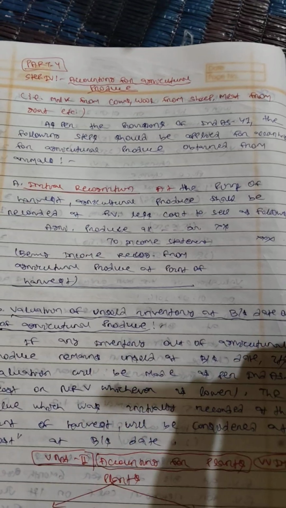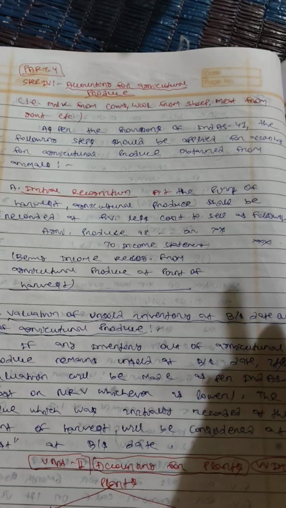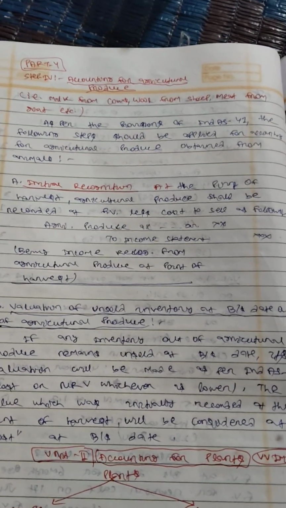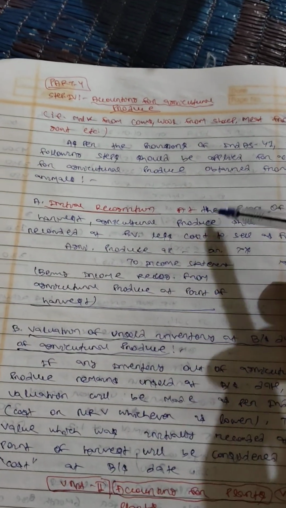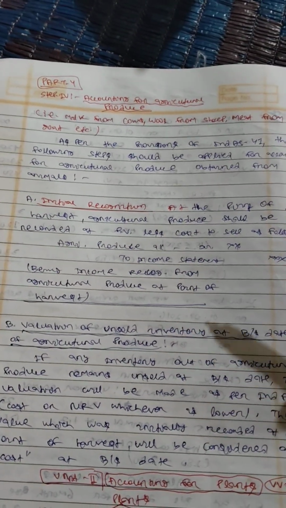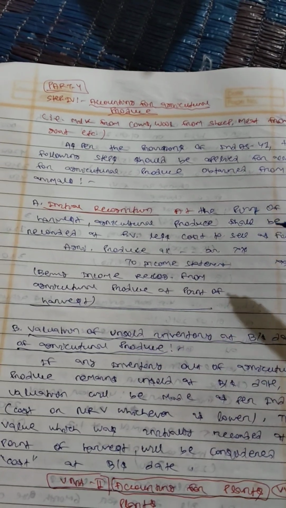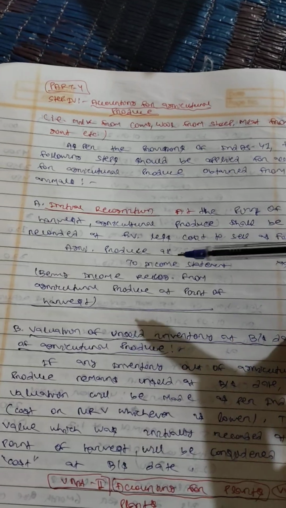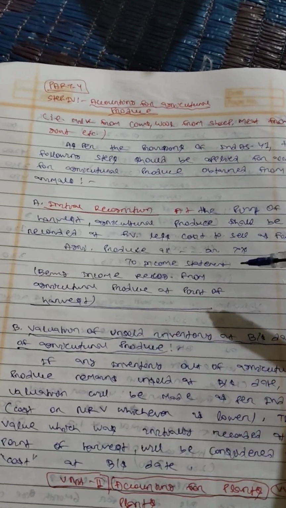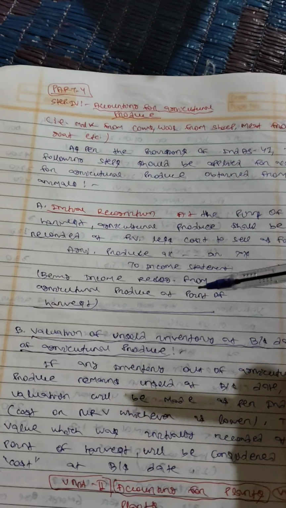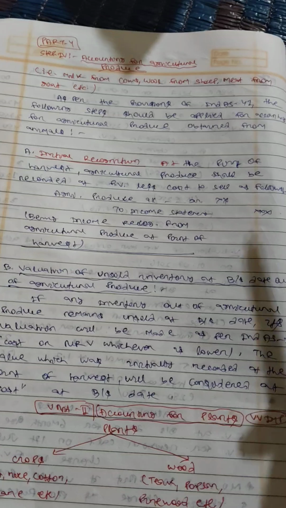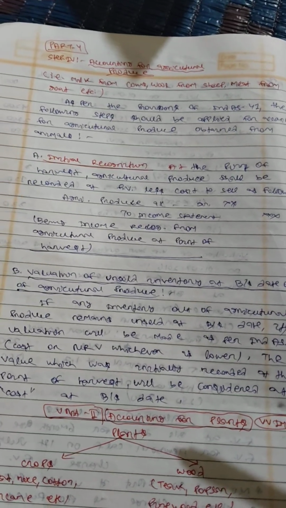As per the provisions of Ind AS 41, the following steps should be applied for accounting for agriculture produce obtained from animals. First, initial recognition at the point of harvesting. At the point of harvesting, it shall be recorded at fair value less cost to sell. So agriculture produce is accounted to the income statement, being income recognized from agriculture produce at the point of harvest.